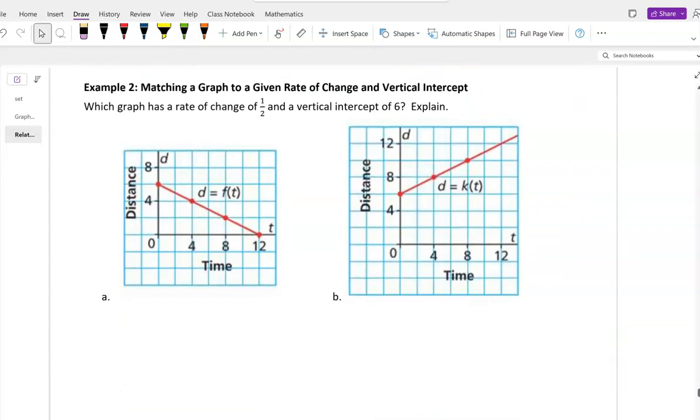Matching a graph to a given rate of change. This is a real quick question. It says the rate of change is a half, and it has a vertical intercept of 6. Well, you can see these both have a vertical intercept of 6. So which one has a rate of change of a half? Hopefully you say it's got to be this one, because this one has a positive rate of change. This one is actually negative over here. So it's definitely not that one.